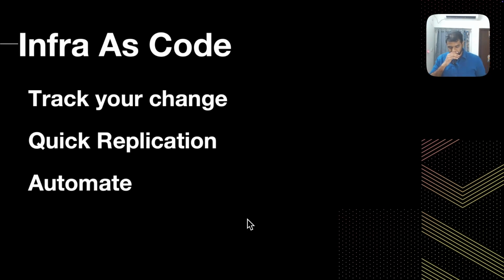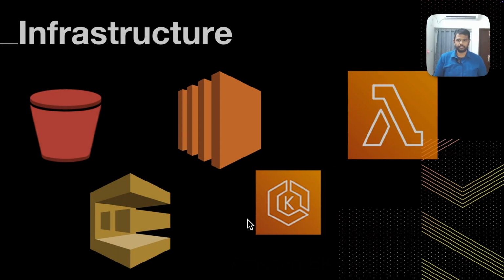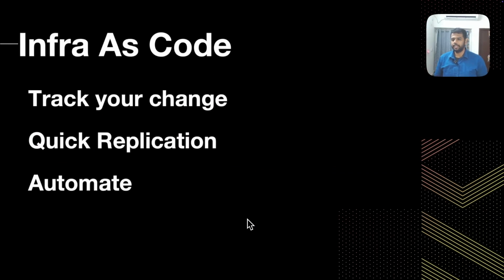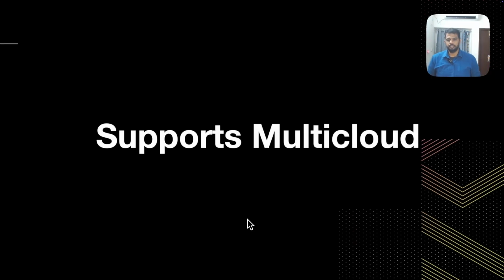So this one we spoke of just now, the infrastructure as code. Why do we want to do infrastructure as code? As many would have spoken in today's session about Terraform, it's to track your changes, you can easily replicate in multi-cloud, and you can automate more on that. So first we'll start with Terraform.